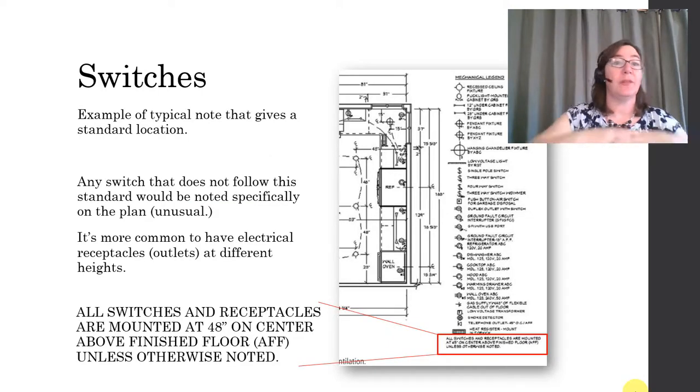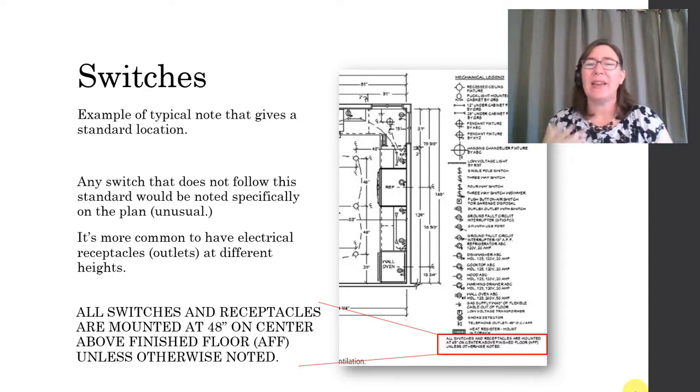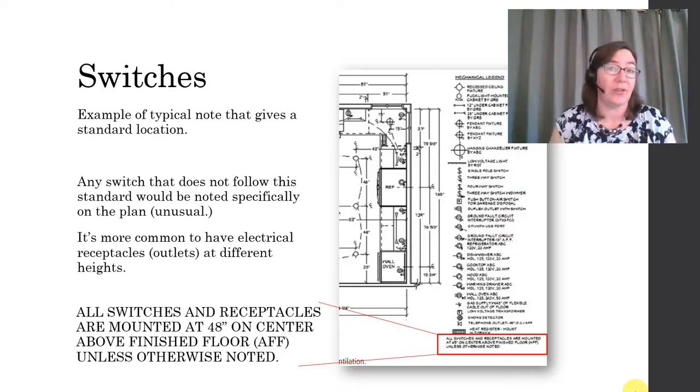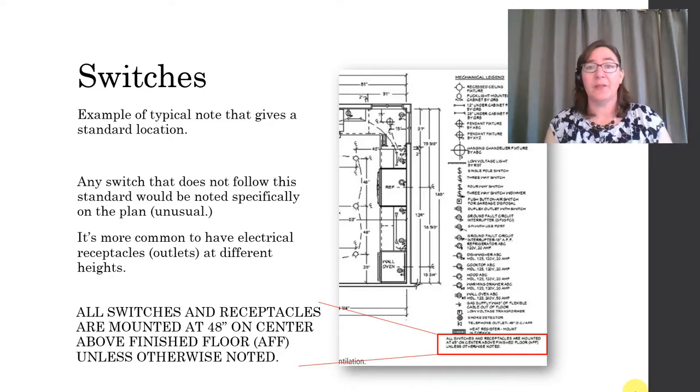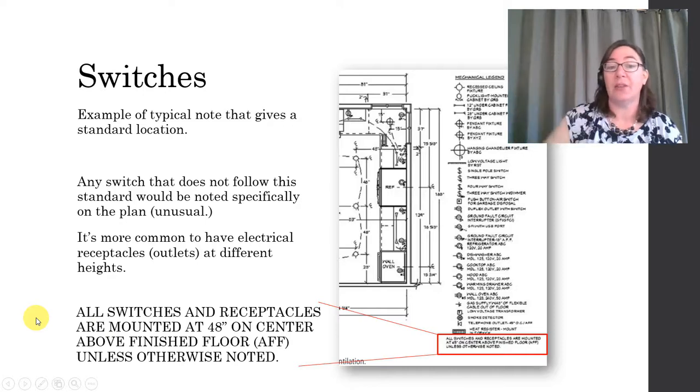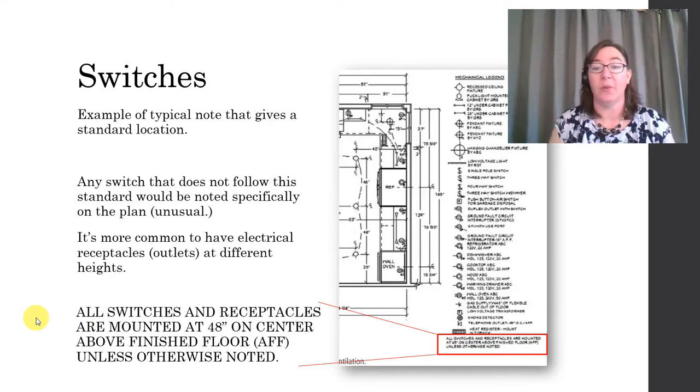Here's the other way to do it, which is to add a typical note. It gives a standard location. Again, any switch that doesn't follow this standard would be noted specifically on the plan, but that's unusual. What's more common is to have multiple heights or different heights for the electrical outlets. And so you'd note that on your plan here. And so that note reads, all switches and receptacles are mounted at 48 inches on center above the finished floor unless otherwise noted. And this is what I want you to use for this class to add that kind of note.